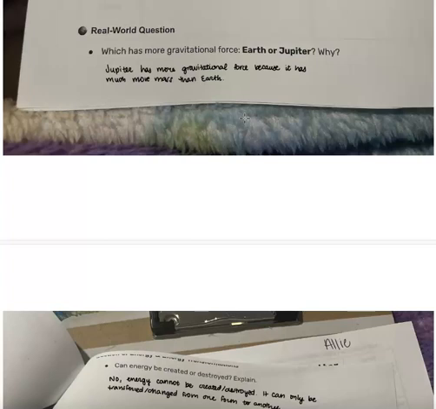And which has more gravitational force, Earth or Jupiter? Jupiter has more gravitational force because it has much more mass than Earth.